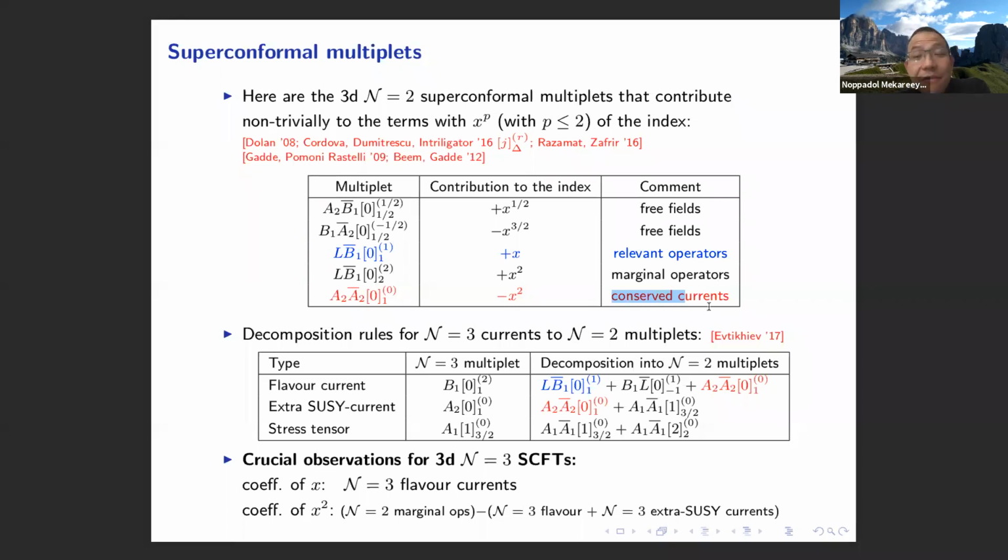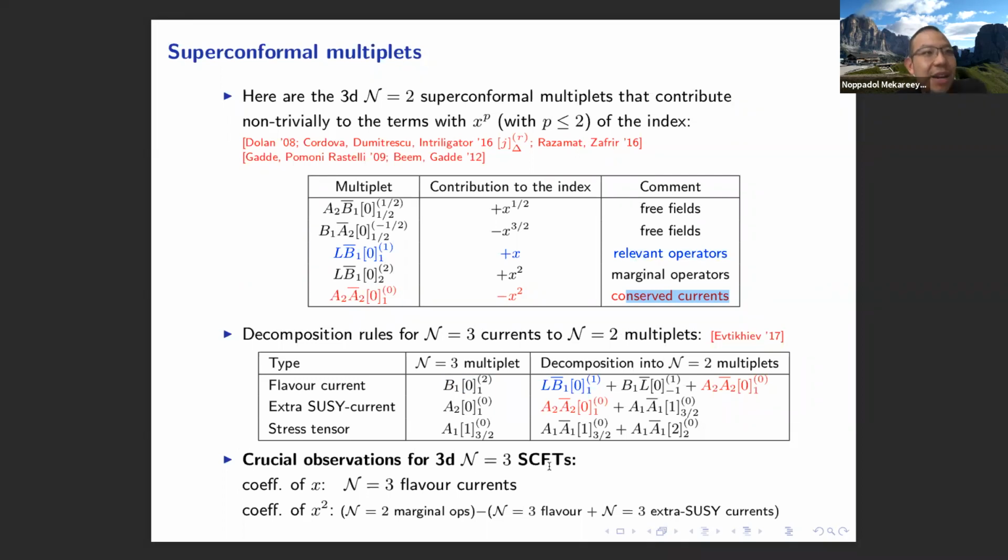However, we can take a further step because our theory has at least N=3. So we can assume that all the multiplets in our theory are N=3, and then you decompose into N=2. So you can see that the flavor current decomposes into a relevant operator, which I denote in blue, and the conserved current. And the extra SUSY conserved current appears only here. And we only use the index up to X squared, okay? We're not going to look at the further orders.